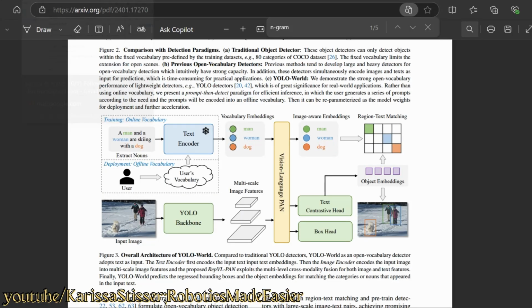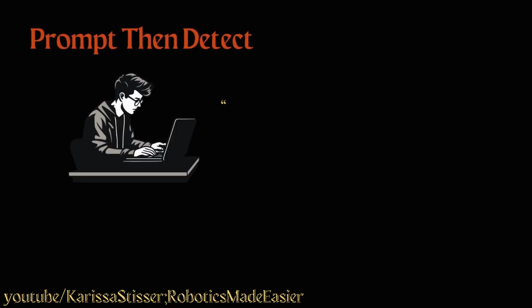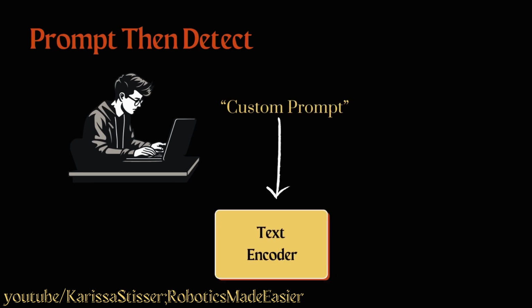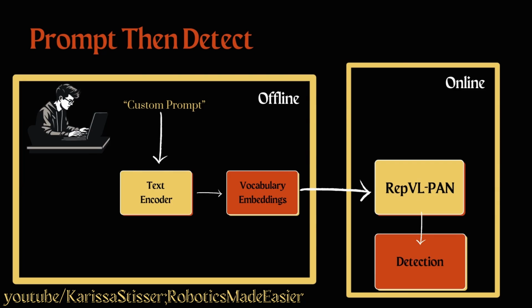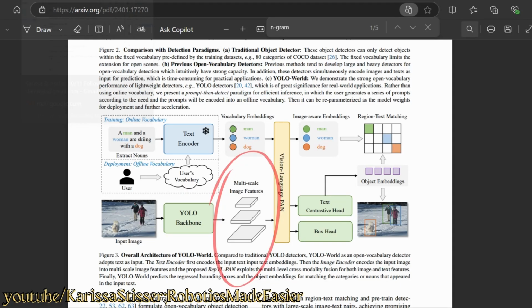To improve efficiency during inference, YOLO World added RepVLPan, which connects text and image features by taking in reparameterized text embeddings and allows the encoder to be run offline. The prompt-then-detect strategy encodes a custom prompt in offline vocabulary embeddings. Then the detector can infer on the fly without needing to re-encode. RepVLPan also takes in the multi-scale image features from the YOLOv8 backbone and neck, which we talked about earlier. The RepVLPan really helps fuse the image features and text embeddings.